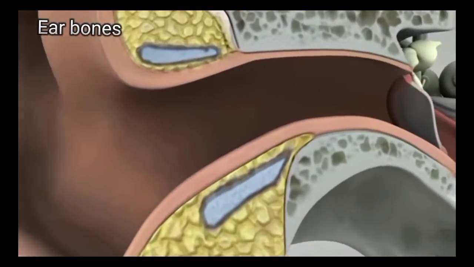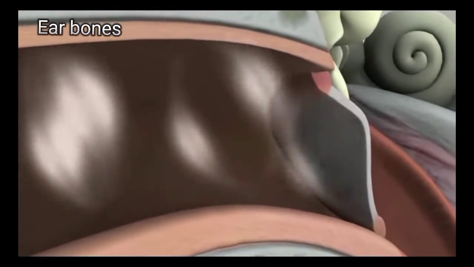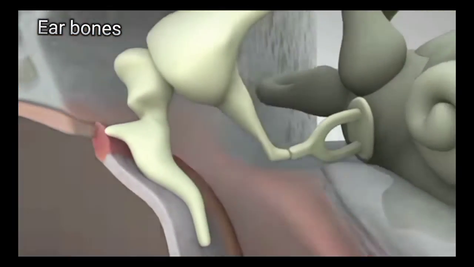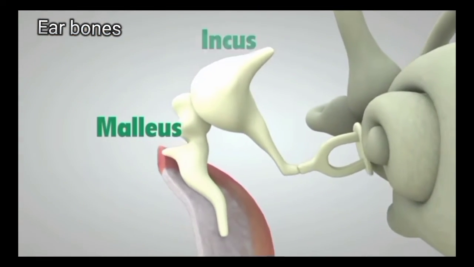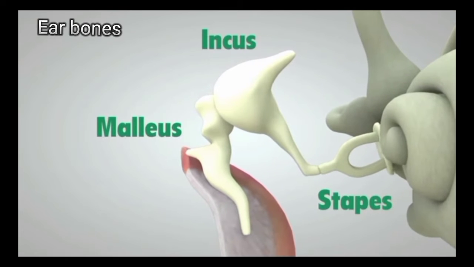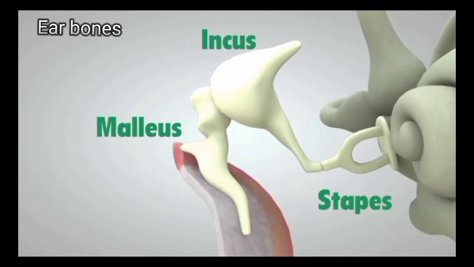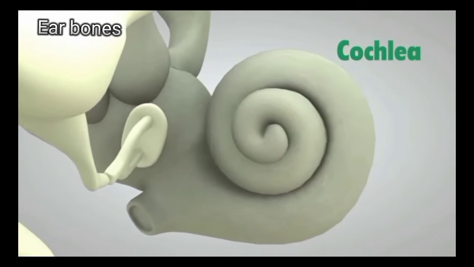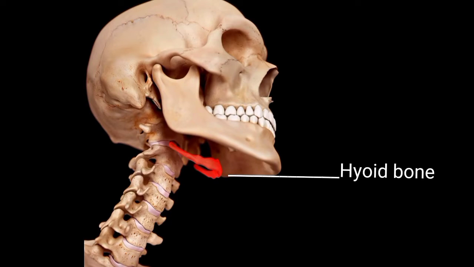Now ear bones. There are three pairs of bones inside the ear. These are malleus, incus, and stapes. Besides it, there is a snail-like bone which is called the cochlea. The last one is the hyoid bone. It is present at the bottom of the skull.